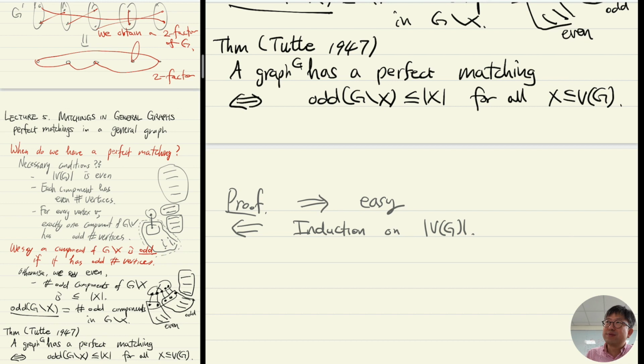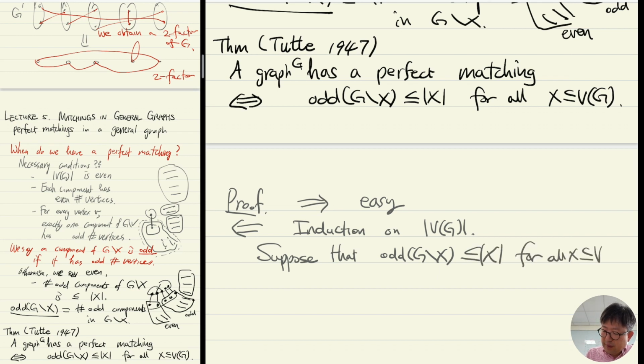Okay, now maybe we don't have to say that. So suppose that the number of odd components... So suppose we have the instance satisfying this. Now my goal is to reduce this instance to a smaller instance and apply the induction hypothesis. So here's a sequence of claims.